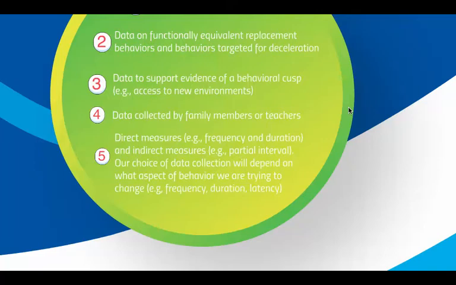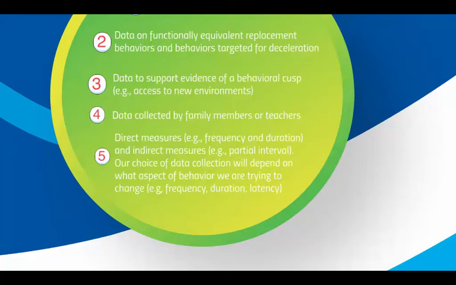You remember that term. We want to ensure that we're giving a person access to new environments, for example, and that multiple people are impacted as a result of the good programs that we put in place. We're looking at data that may be collected by family members or teachers from a public school or a private school that you're working in. And then finally, you're looking to review the direct measures that you've identified. They could be frequency counts or durations, or the indirect measures, partial interval counts. And our choice of data collection will, of course, depend on what aspect of behavior we're trying to change.